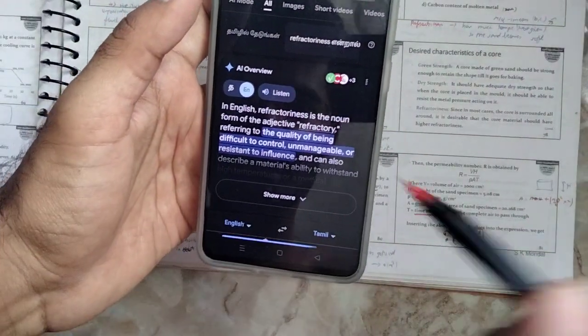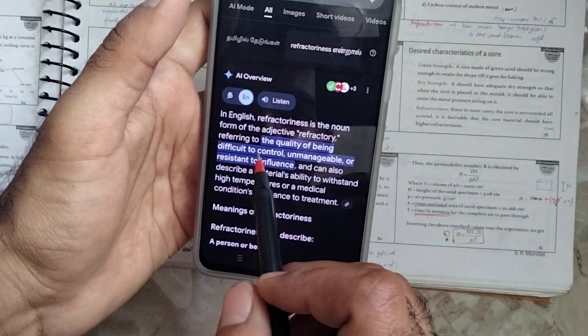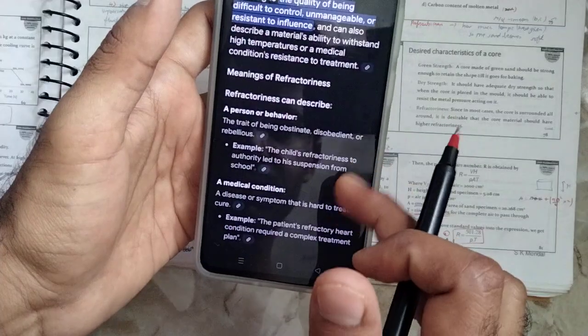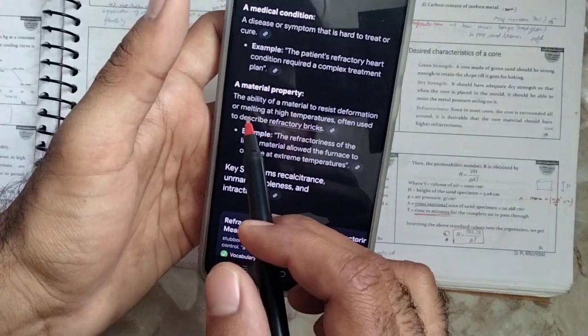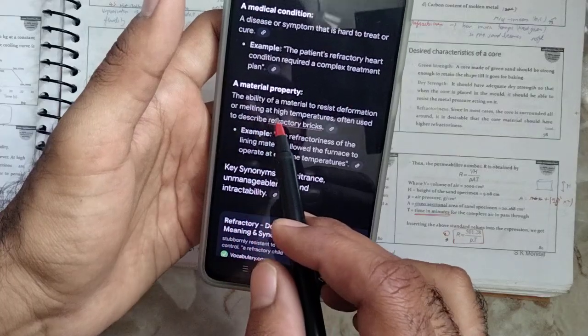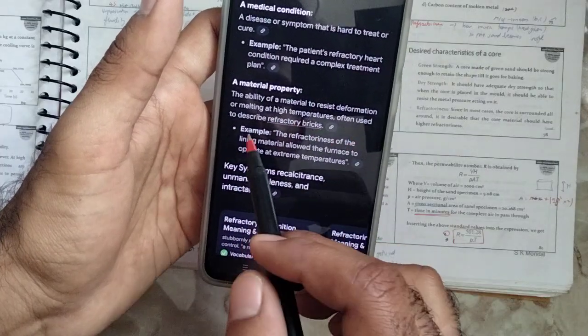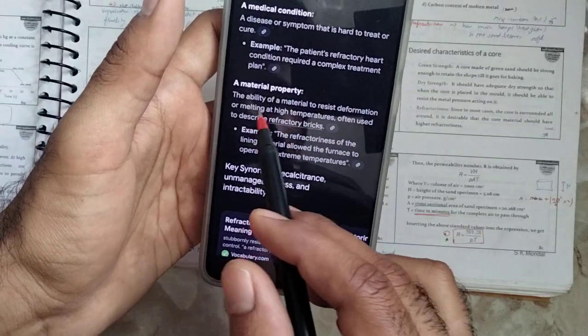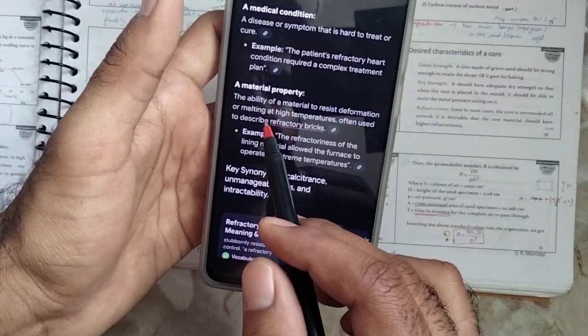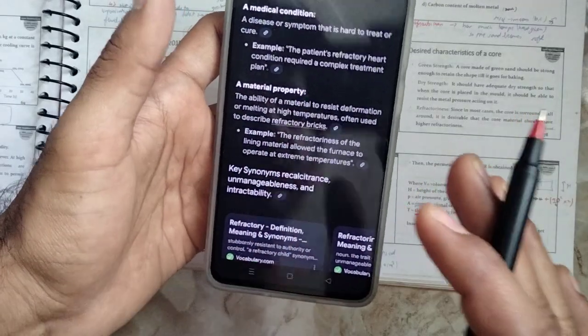You can see, refractiveness refers to the ability of a material to resist deformation or melting at higher temperature, often used to describe refractory bricks. The ability of a material to resist deformation or melting at high temperature. I think you are getting my point.